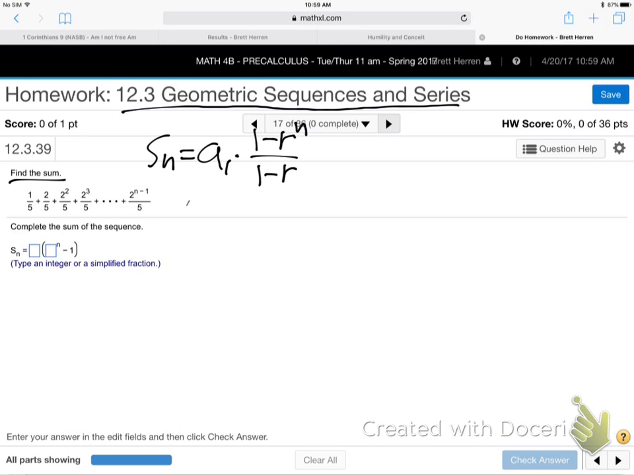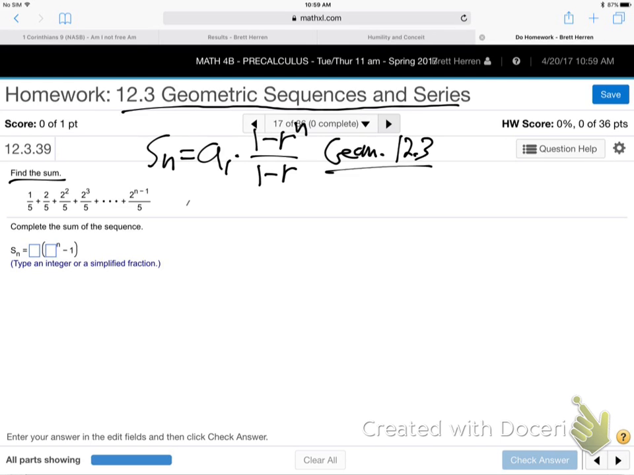Is that right? Oh, I'm going to look up my notes. I'm pretty sure that's right. I don't want to give you the wrong formula. Let me see. Yeah, 1 minus R to the n over 1 minus R. Yeah, that's it. Okay, good. So there's the S sub n formula for geometric in 12.3.